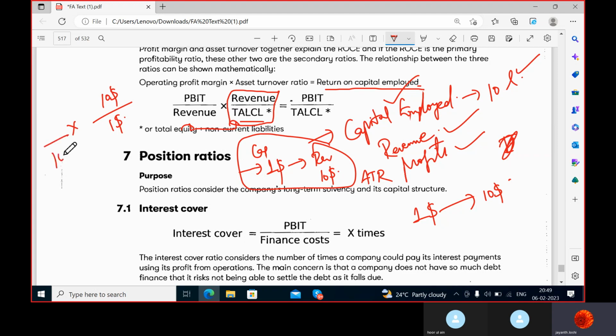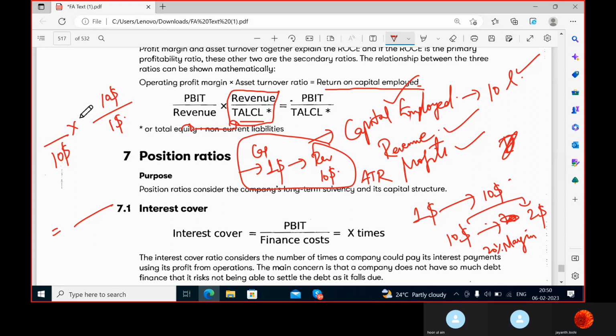Again here the revenue will be $10 because this should cancel, and my PBIT by capital employed, let's say the revenue which I got $10, I made a profit of let's say $2. So I invested $1 in the business and I got a revenue of $10. From $10 revenue I got 20% margin. So 20% margin of this would be $2. Am I right? Are you following what I'm saying?